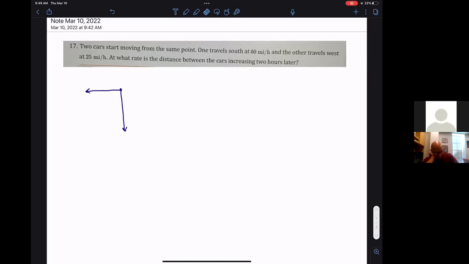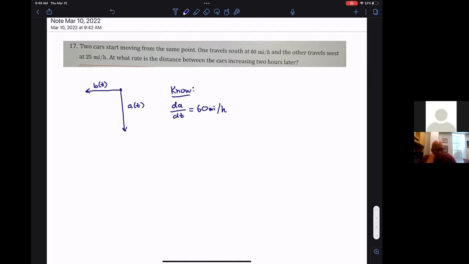So maybe this vertical leg I'm going to call A, and this is certainly depending on time. And then this horizontal leg I'll call B, also depends on time. Okay, so what do I know? What I know is the car traveling south is going 60 miles per hour. So dA/dt is 60 miles per hour, right? Because it's giving me a speed, a velocity.